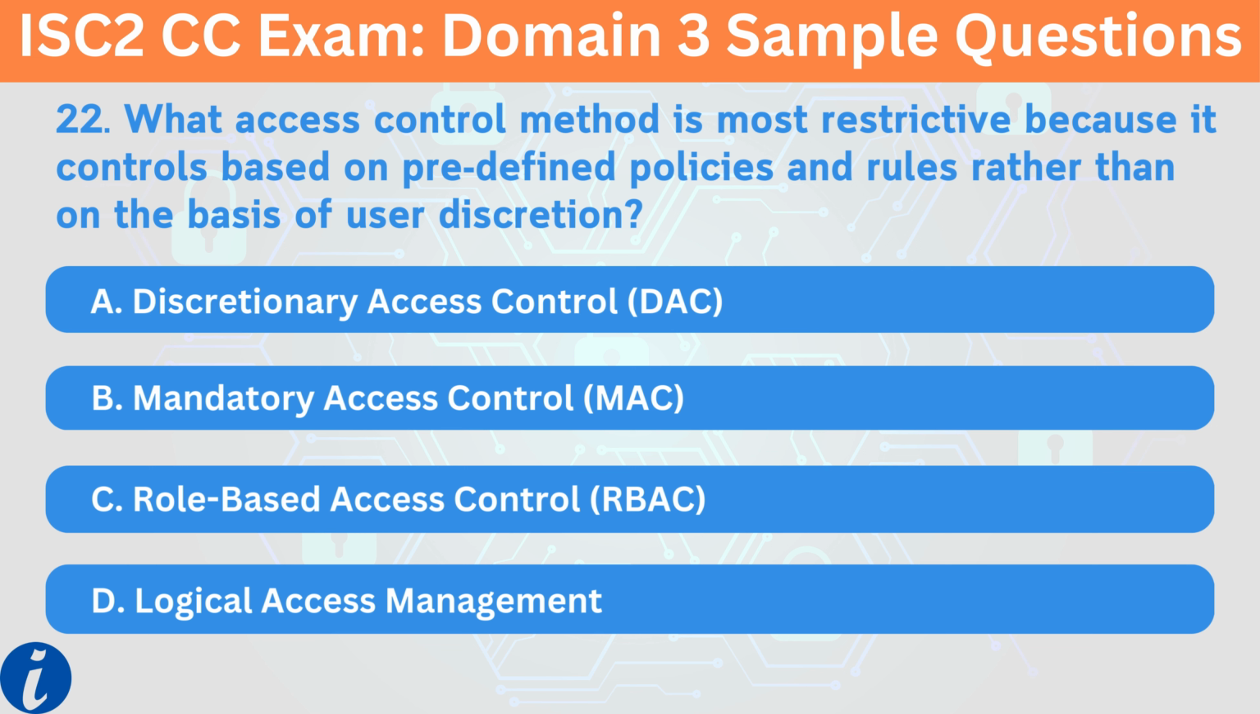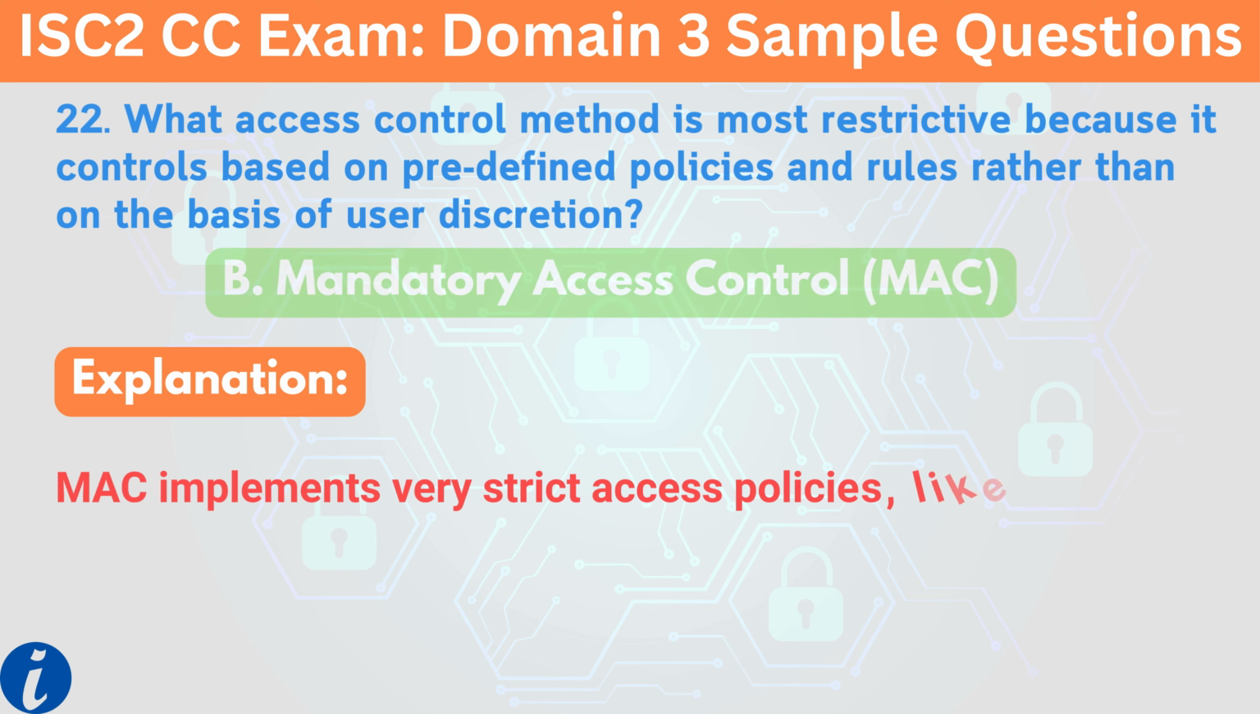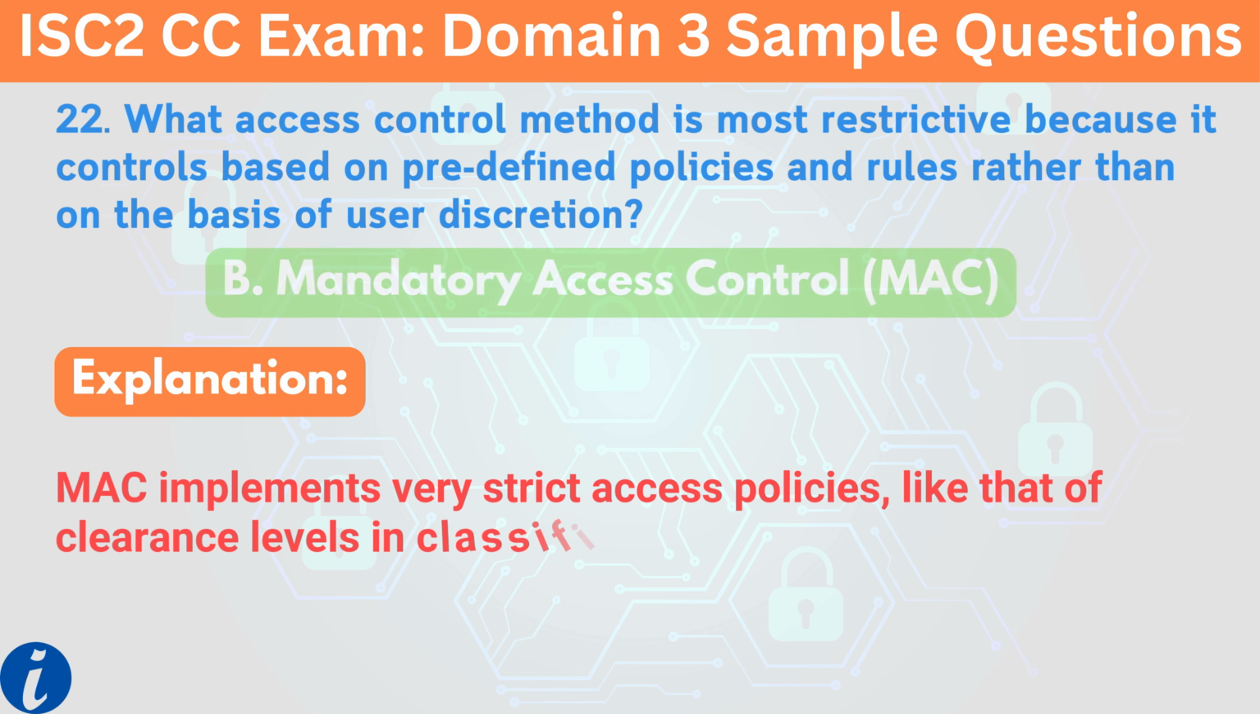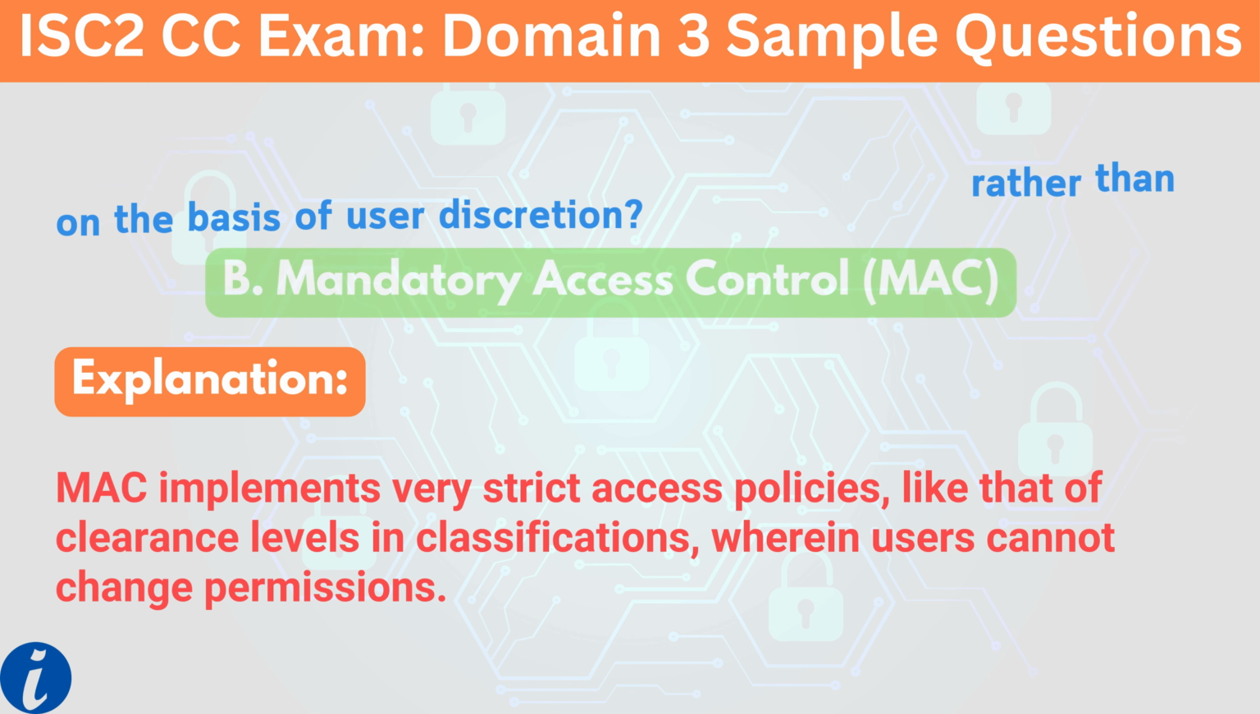22. What access control method is most restrictive because it controls based on predefined policies and rules rather than on the basis of user discretion? A. Discretionary access control, DAC. B. Mandatory access control, MAC. C. Role-based access control, RBAC. D. Logical access management. The correct answer is B. Mandatory access control, MAC. Explanation. MAC implements very strict access policies, like that of clearance levels and classifications, wherein users cannot change permissions.